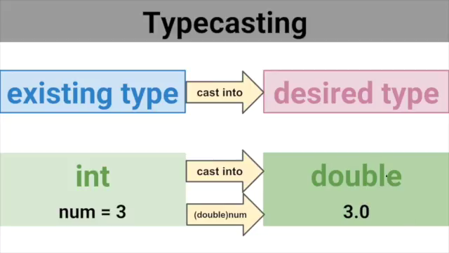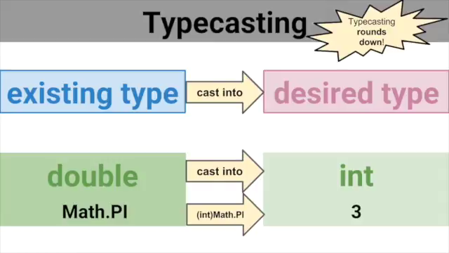Now when we typecast, we take the existing type and we cast it into a desired type. So this is an example of starting off as an integer. We have a variable called num, and it's equal to 3. Then we're going to cast it into a double. The way we do that is we put in parentheses what we want it to be, so we want it to be a double. We put that in parentheses, and then we have the name of the variable. And then this would be the output. It would now be a double, and it would look like 3.0.